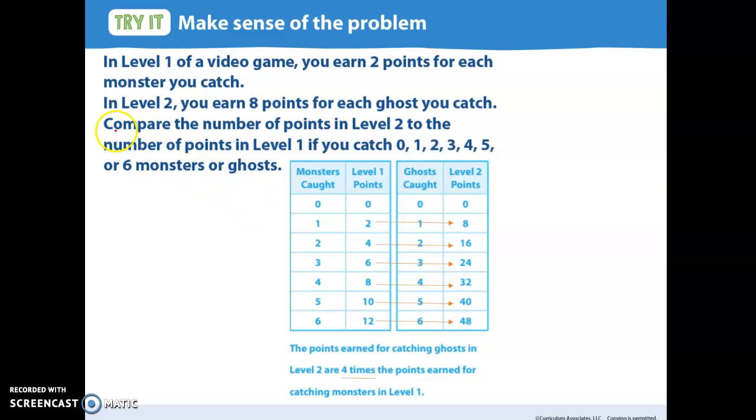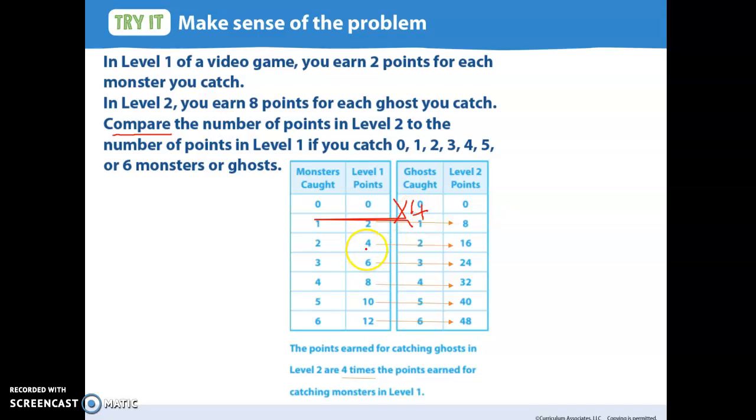But this one was asking us to compare them, and compare them would be using those corresponding terms. So you can see I drew an arrow from 2 to 8 and 4 to 16. So what are we doing? How many times greater is that 2 compared to that 8? So 2 times 4 will give us 8.